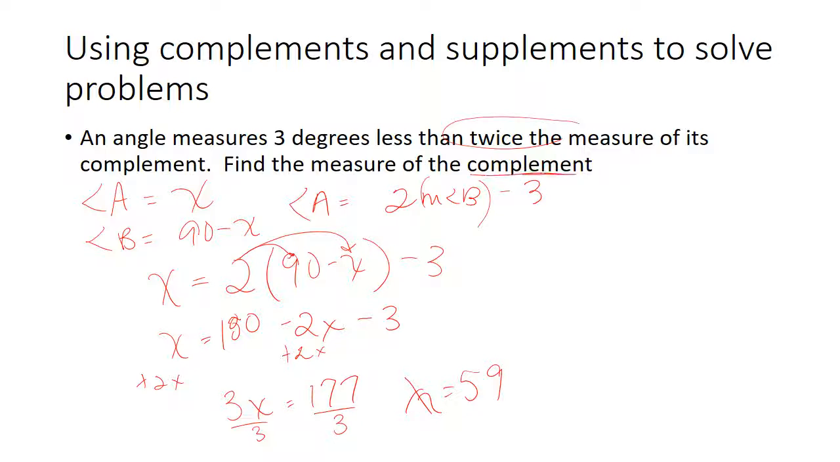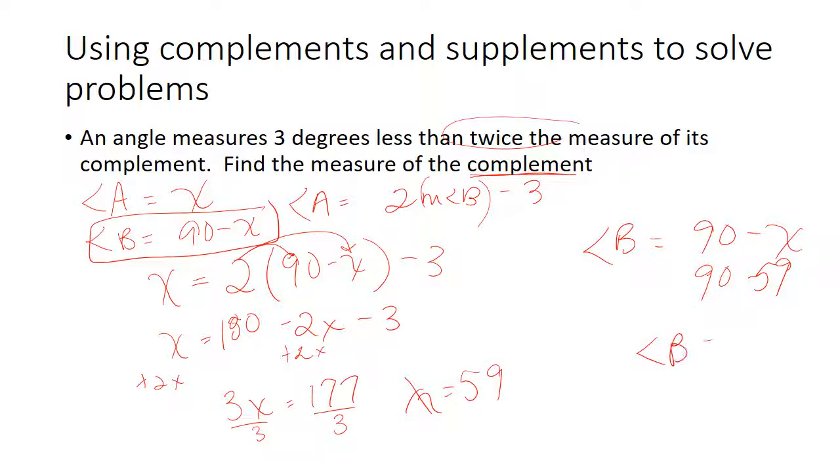Now that does not tell me what the complement measures. That just tells me what x is. The complement is going to be 90 minus x. So the measure of angle B is going to be 90 minus x. So that would be 90 minus 59, giving me that angle B is equal to 31 degrees.